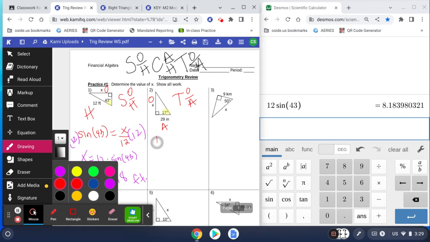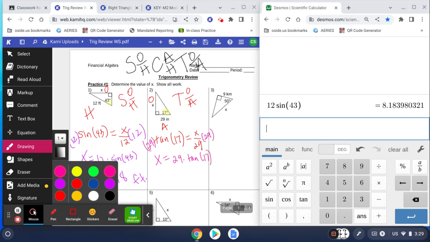So let's set up that trig function. Tangent of the angle, 17 degrees, is equal to opposite over adjacent. In order to solve this one, we're going to multiply by a denominator of 29. And this is what I'm actually going to be plugging into the calculator: 29 times the tangent of 17. Here we go.